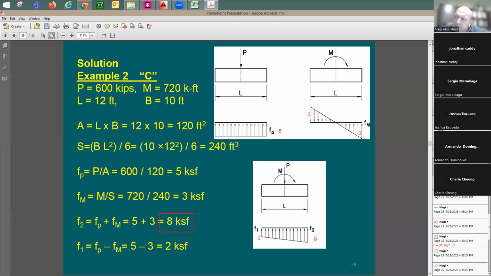Any questions on this example? We're good?